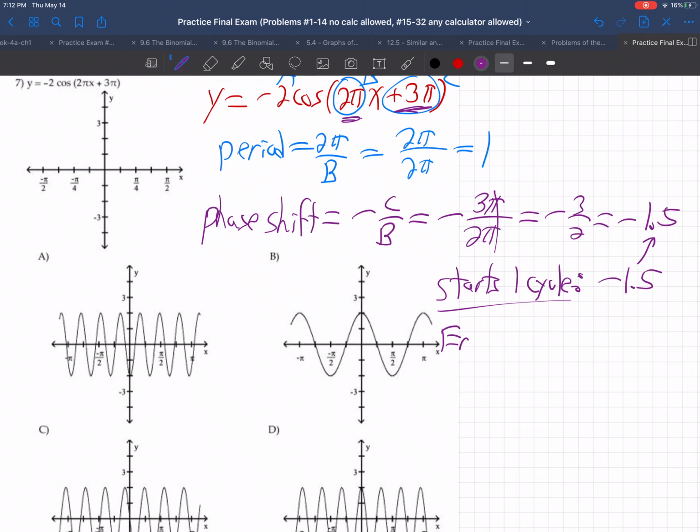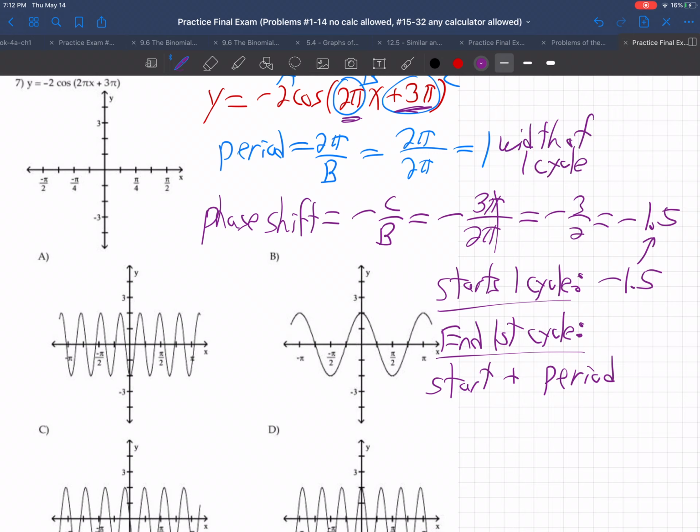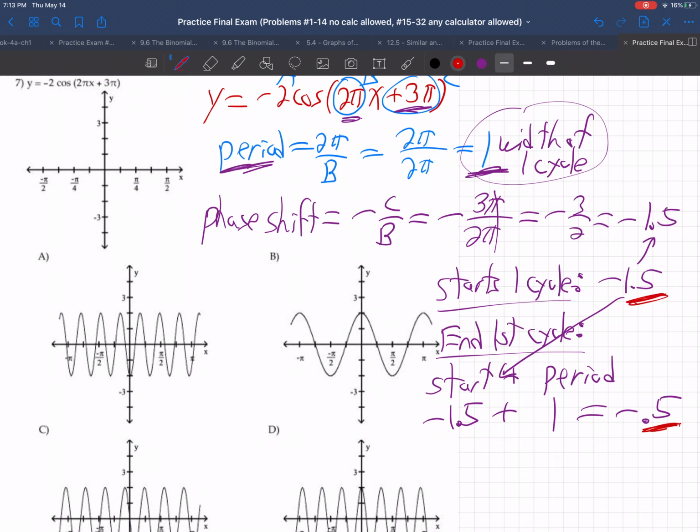And then it's going to end that first cycle. Where's it going to end the first cycle? You take the starting point plus the period, because period is the width. This is the width of one cycle, right? That's what period means. The period of something is its cycle, the width of its cycle. So the start is negative 1.5, the period is 1, so you add those up, you get negative 0.5. So that means this thing's going to start at negative 1.5 and end at negative 0.5, one cycle.